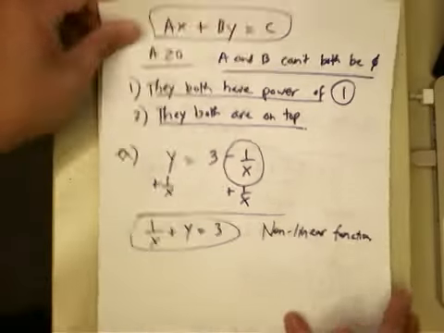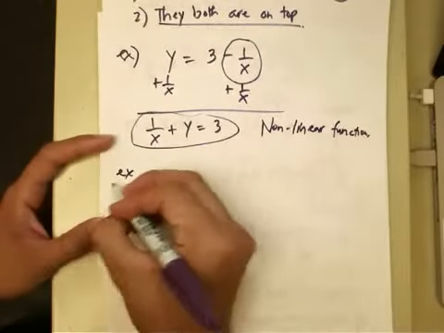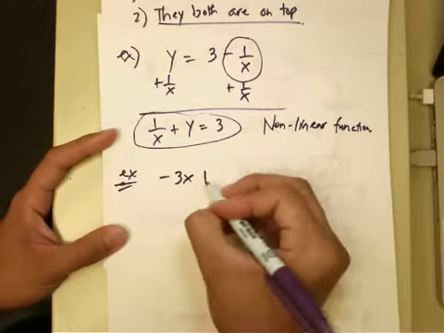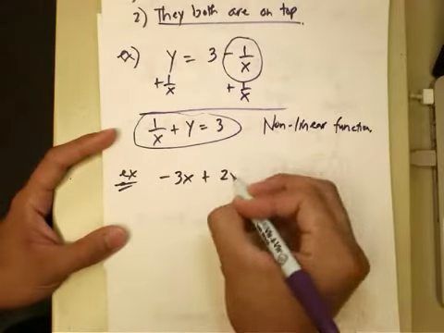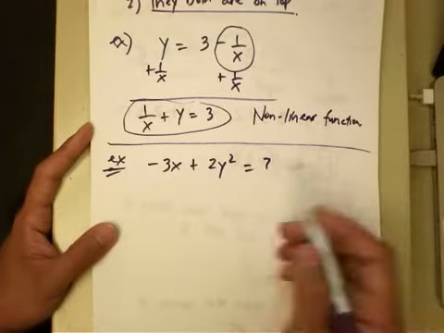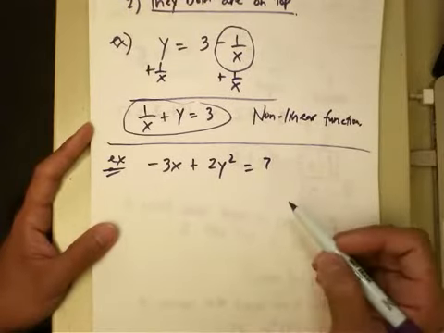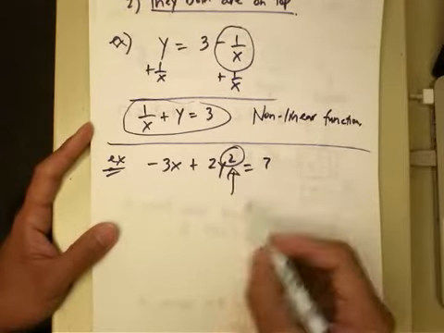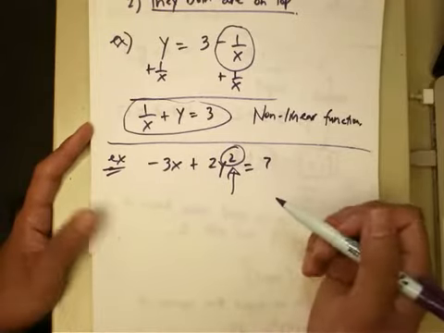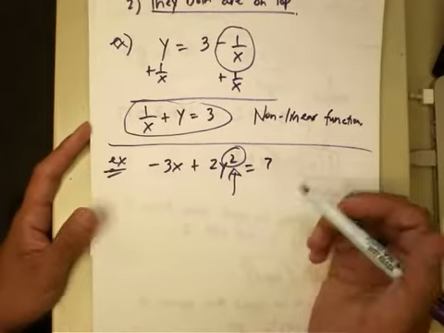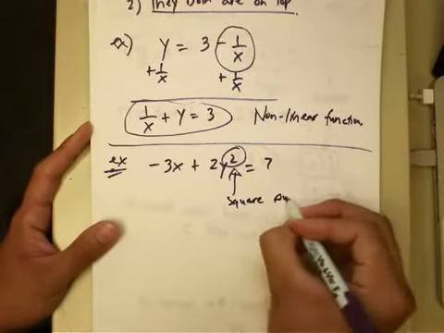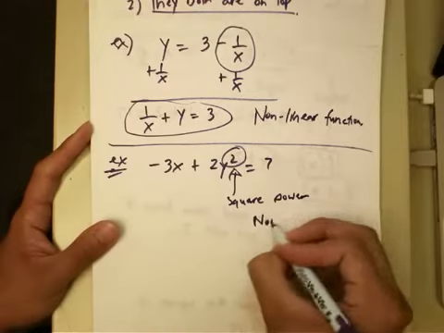Okay, so let's try another one right here. So let's say I have this. I hope by just looking at this, you see that this is not a linear function right away, just because right there, y squared. You cannot have a power of 2. It has to be a power of 1. So because of that square power, this is nonlinear again.